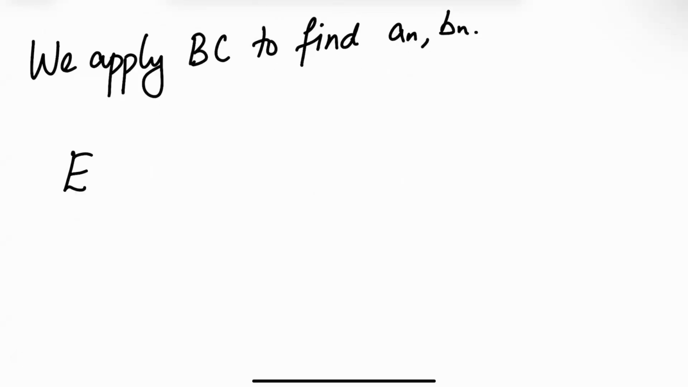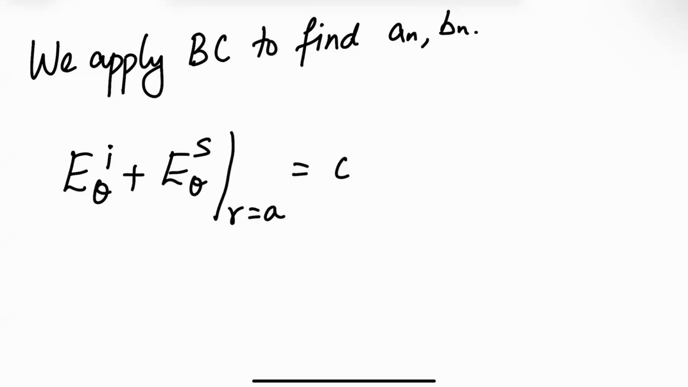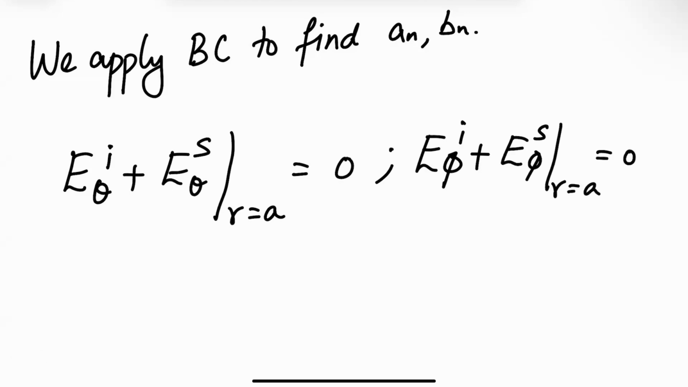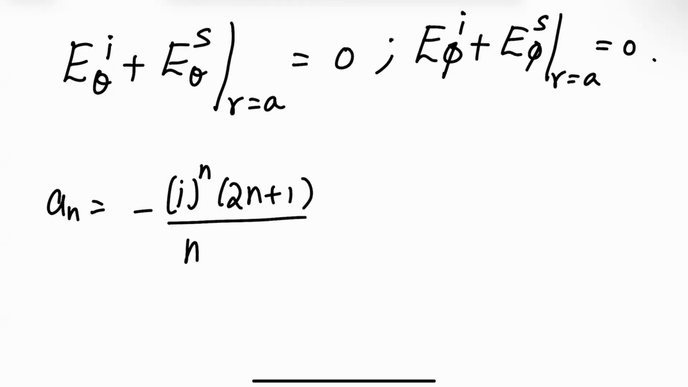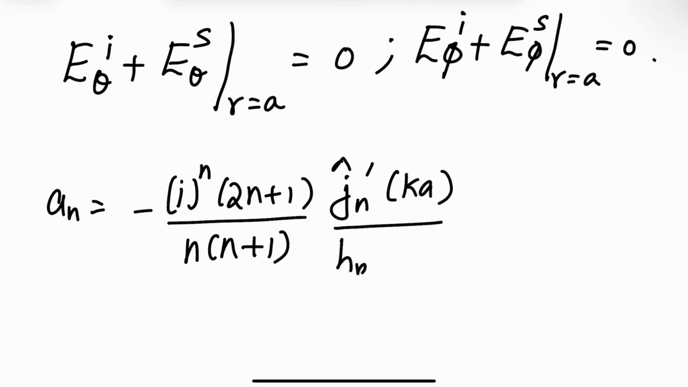So what are the boundary conditions? We have two of them. E theta incident plus E theta scattered at r equal to a, which is the radius of the sphere, equal to 0. And also E phi incident plus E phi scattered at r equal to a is equal to 0. Applying these boundary conditions, you can find An and Bn, which I'll just write out the final expression: n plus 1 over n times n plus 1, Jn hat prime Ka over Hn hat 1 prime Ka.